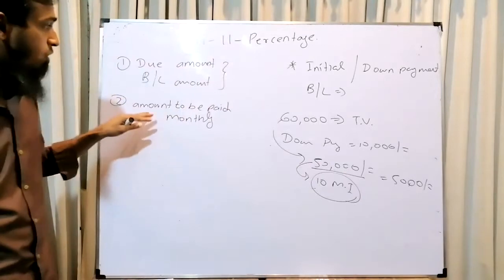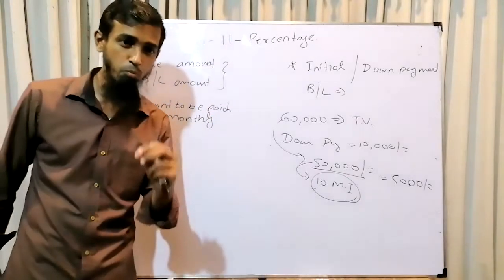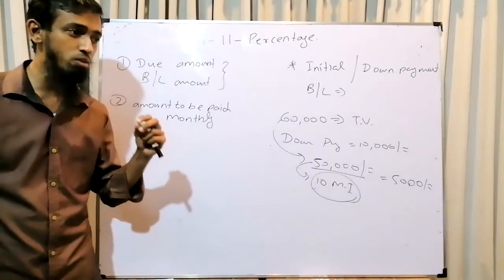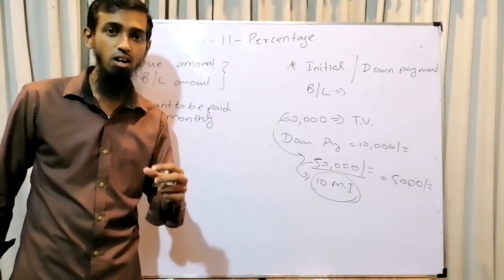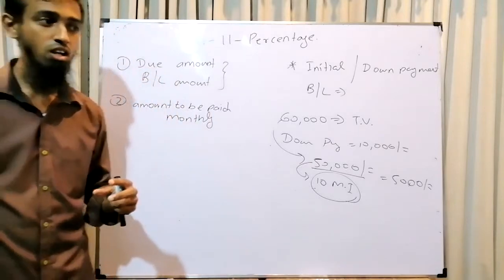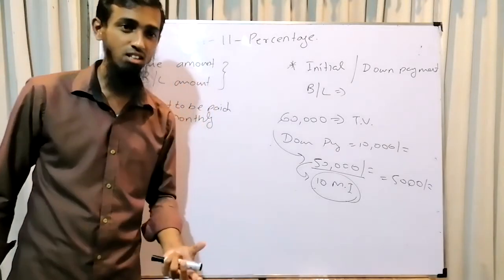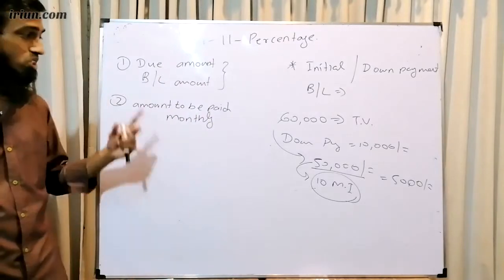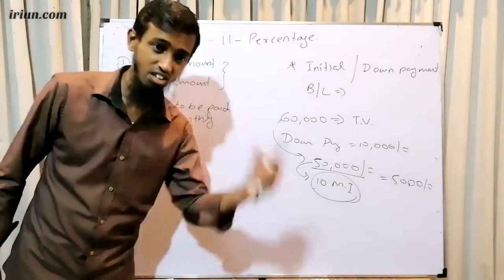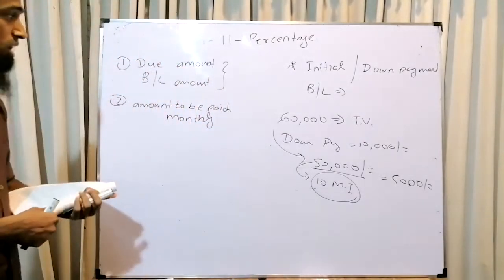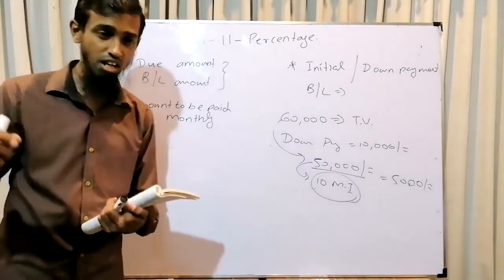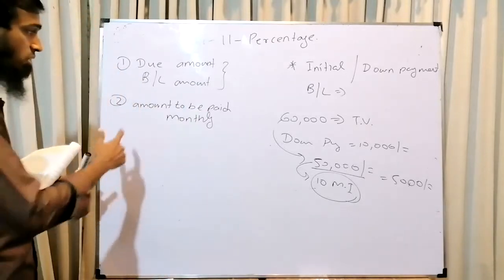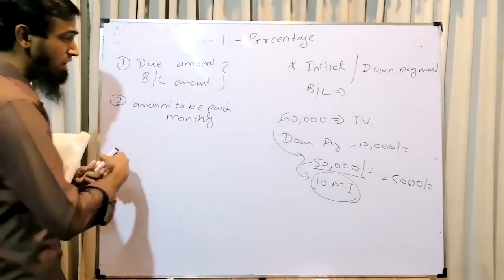So the amount to be paid monthly is a very important section. This amount is the reducing amount. Using this amount, we are going to calculate the interest. So what is the main purpose of this amount to be paid monthly? Using this amount only, we are going to pay interest. In some of the questions, I wrote the sentence like this: amount to be paid monthly without interest.